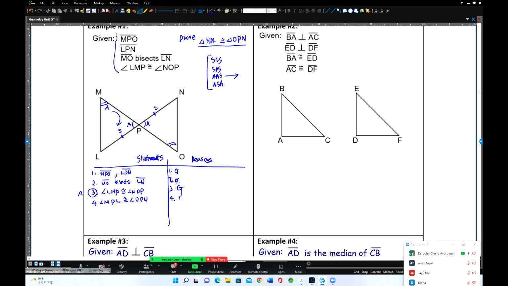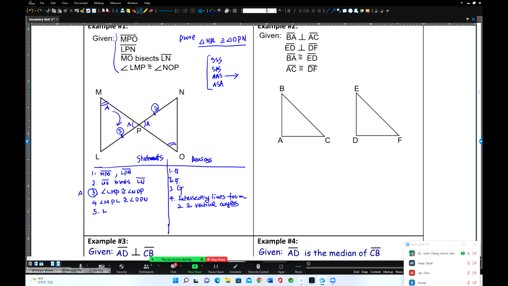Just like before, we use this one, right? Intersecting lines form two congruent vertical angles. That's the reason, right? Or just vertical angles are congruent. Okay, so I'm going to follow the earlier one: intersecting lines form two congruent vertical angles. That's the reason. Now we have to show that this side is congruent.